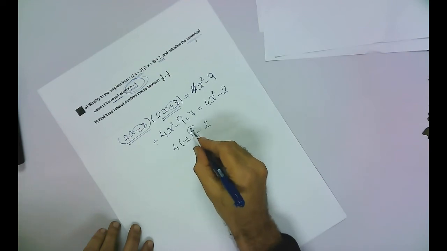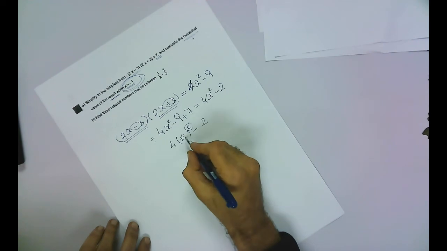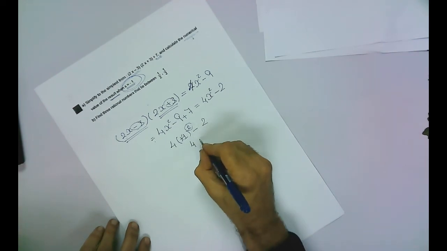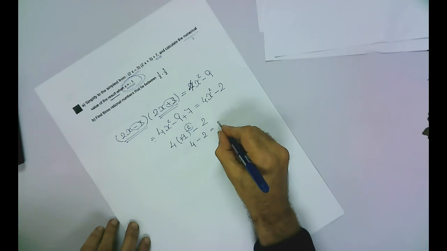Negative 1 power 2, the power is even, cross the negative sign, so it will be 1. 4 times 1 equals 4. 4 minus 2, so the answer will be 2.